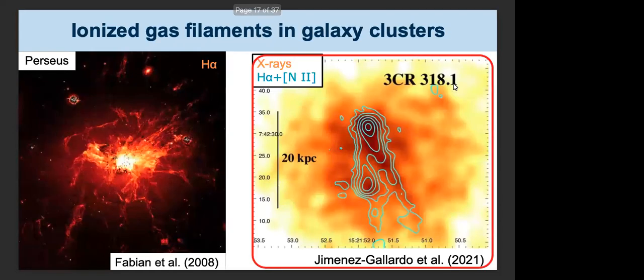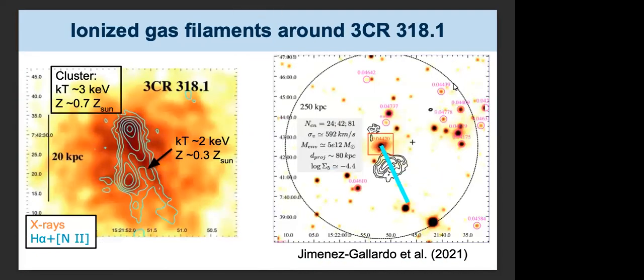On the other side, for sources like 3C318.1, we see actually that the filaments are oriented in the same direction of the radio jets, and we see that the corresponding X-ray gas is actually cooler. So in those cases, we associate them with the ICM cooling or to the uplift or cooling of AGN-driven outflows in the same direction of the radio jet. And in those cases, we'd say that we're seeing AGN feedback instead of feeding.